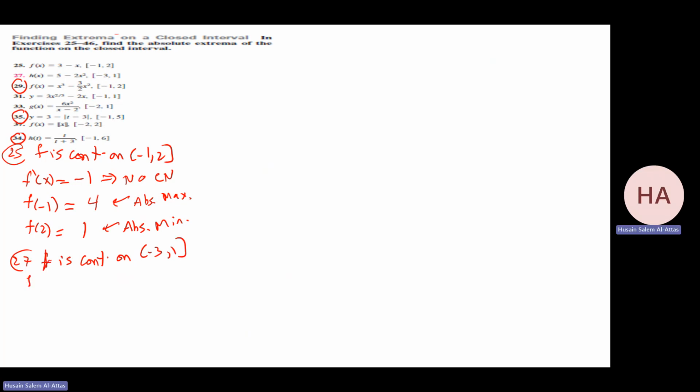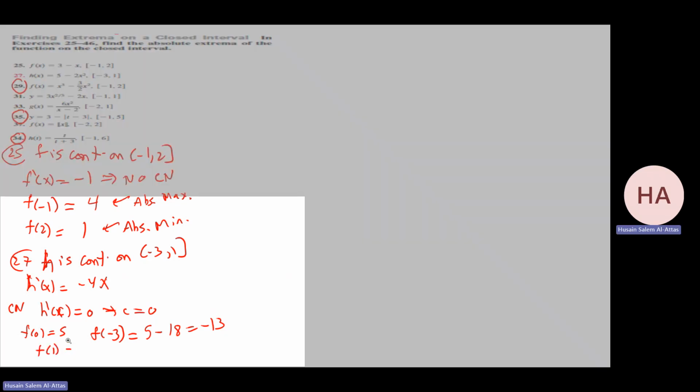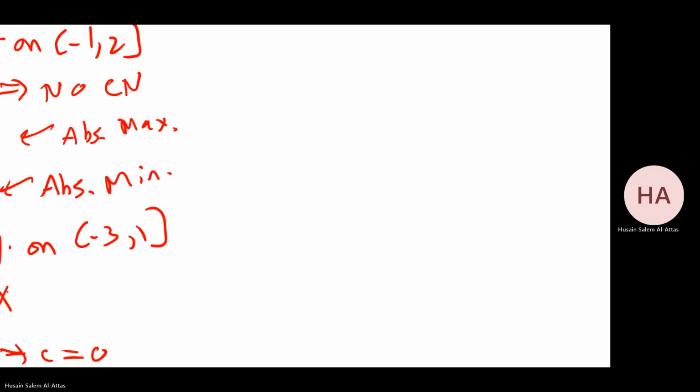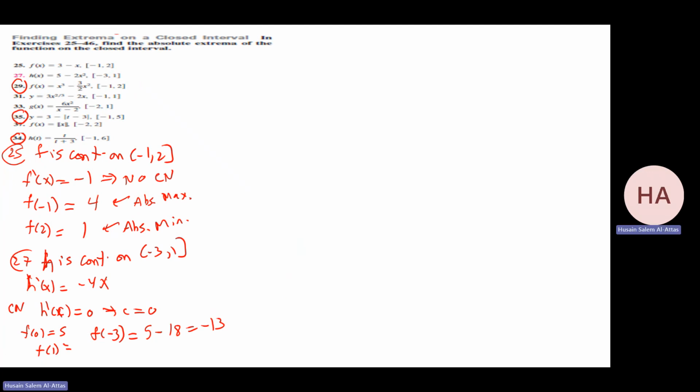Okay, 27. F is continuous on this interval. Check f prime, actually it's h prime of x, which will be what? Minus 4x. For critical numbers, I need h prime at c equal to 0. So I have c equals 0. Now I need to check f at 0, f at minus 3, f at 1, and check which is bigger, which is smaller. F at 0 will be 5. F at minus 3 will be 5 minus 18, which is minus 13. F of 1 will be 5 minus 2, which is 3.